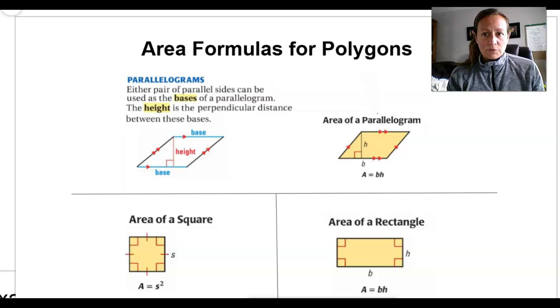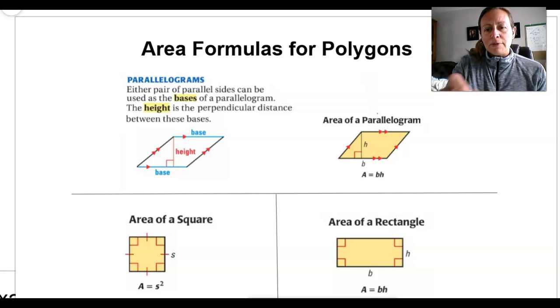Instead of calling it length times width like we did in, say, elementary and middle school, now that we're in geometry in high school, we're going to call it base times height because we recognize that a rectangle is a parallelogram. And the parallelogram general formula is base times height.